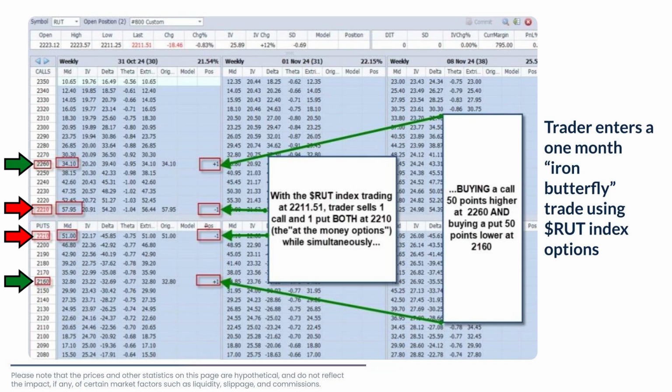Well, when we do this, selling a call and a put at the same price and buying a call above the short call and a long put below the short put, when we do that, we are entering into what options traders refer to as an iron butterfly. And while it's got a lot of similarities to iron condors, the big difference is that the short call and the short put are both at the money at the same strike.